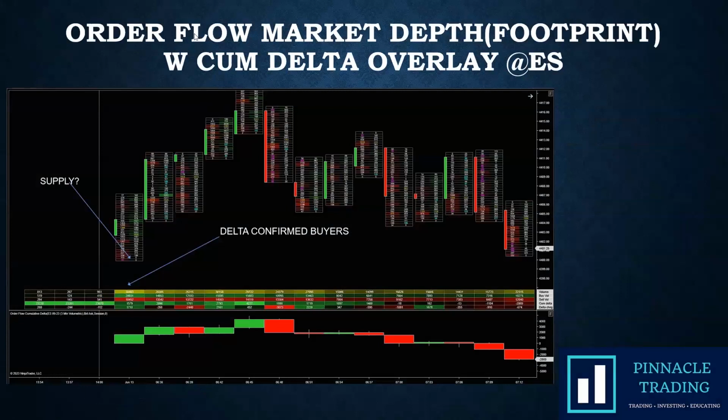Yeah. So I just drew the arrows there on supply and delta. There's a 17-point range if you look at the price on the right-hand side. So off of that supply area low, buyers stepped in and price rallied about 17, let's say 16 points roughly, and it was confirmed with Delta.